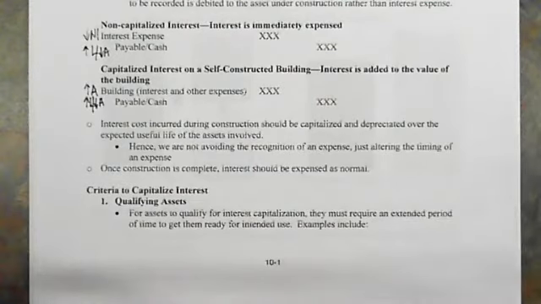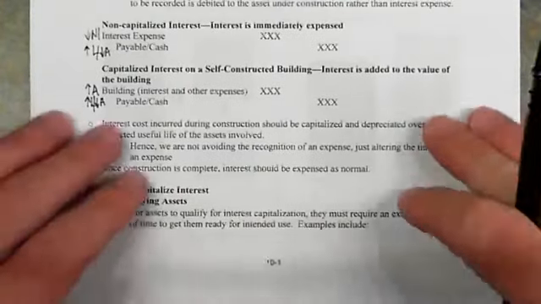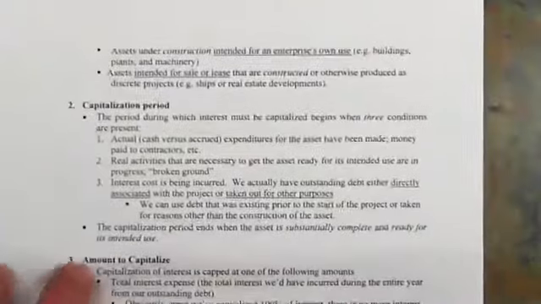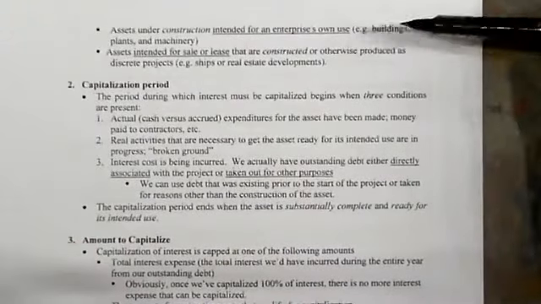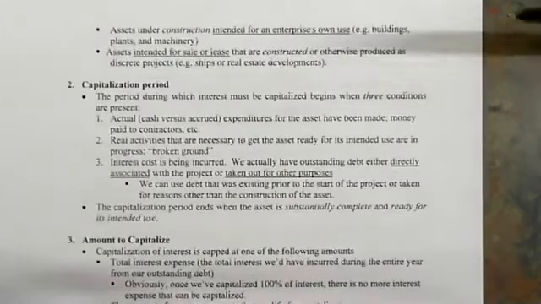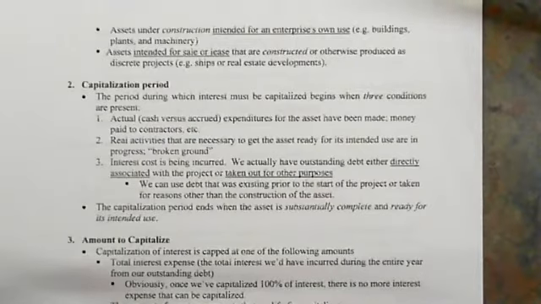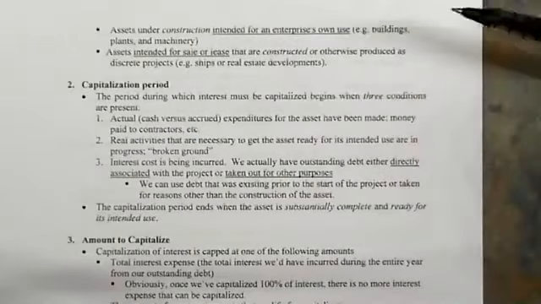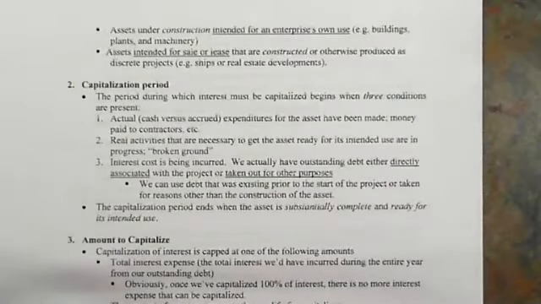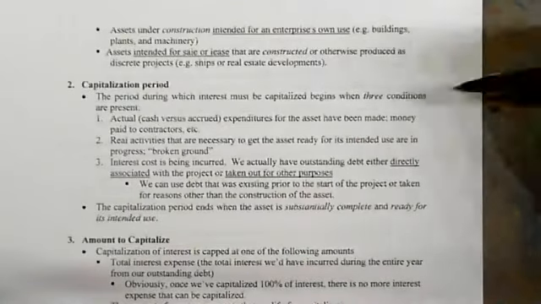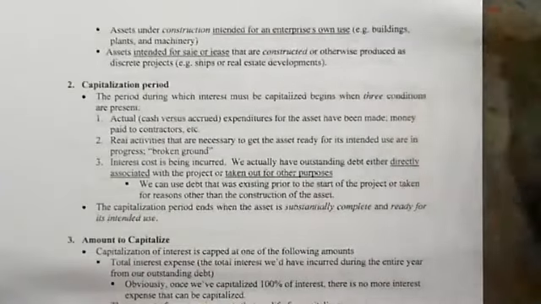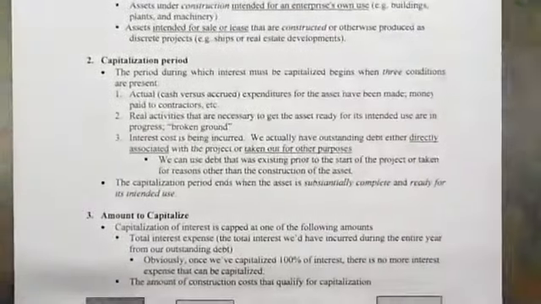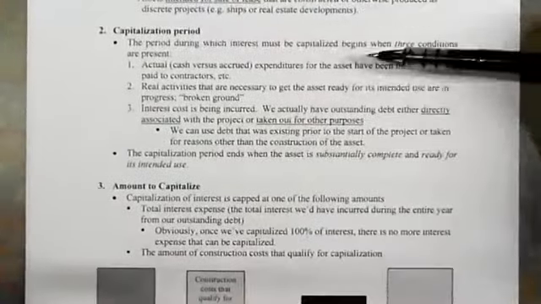So what qualifies? Assets that qualify first have to be examined. So it has to be an extended period of time to get them ready for use. Assets under construction intended for the enterprise's own use. So if you're not in the construction business, but you are constructing a building, if you're self-constructing, you can qualify an asset that you are self-constructing. If they're intended for sale or lease, then now we are a construction company, we are constructing the asset and producing it for sale or for lease: real estate developments, commercial real estate, ships, etc. Defense contracts, ships.